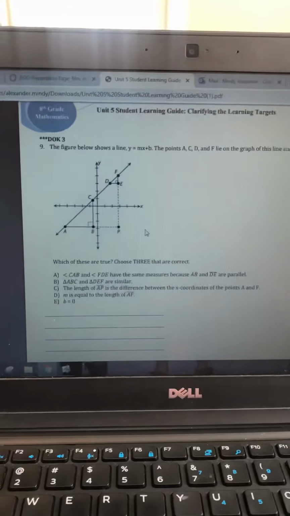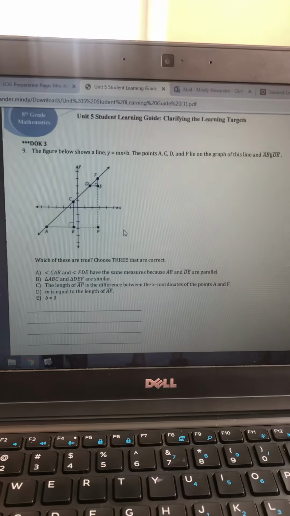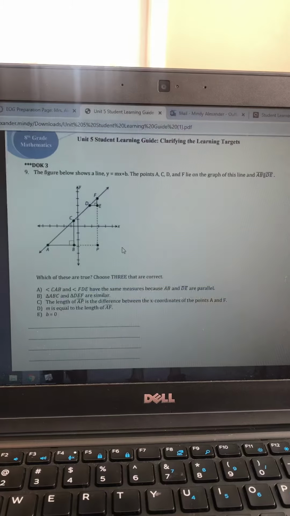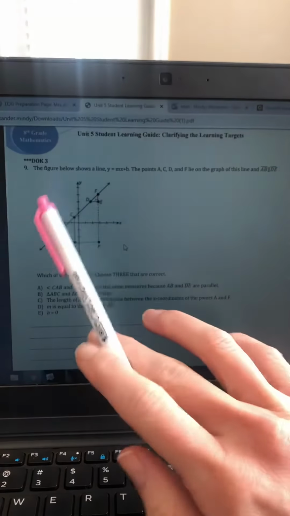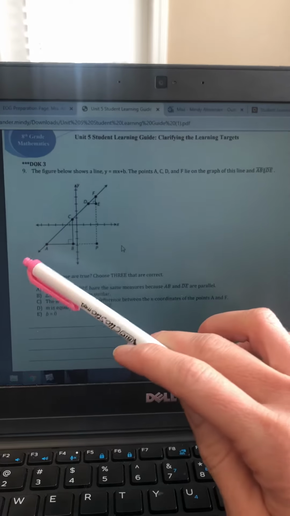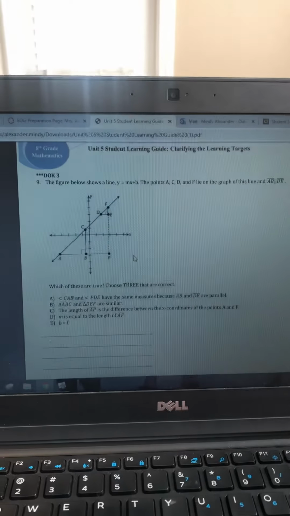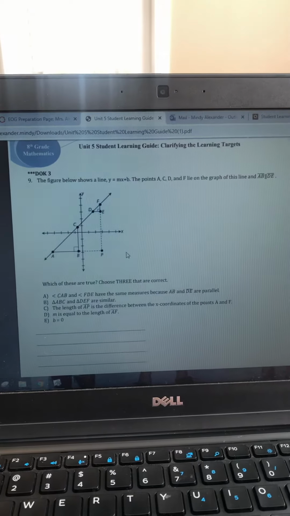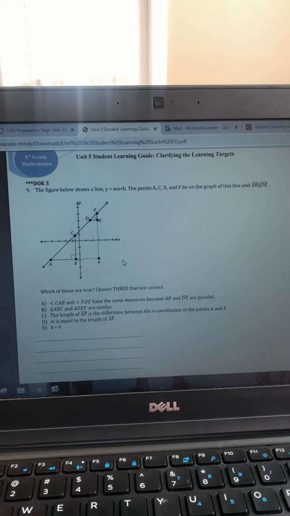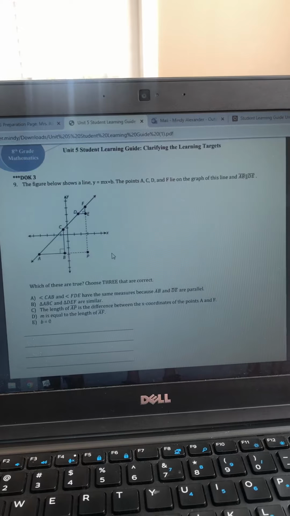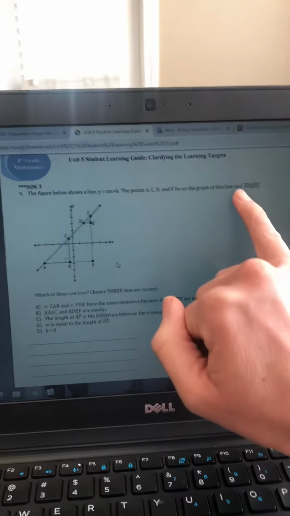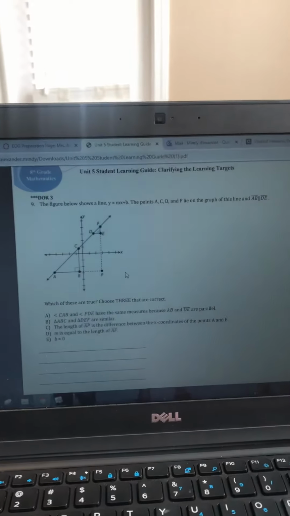All right, so this is number 9 from your Unit 5 learning guide. We had some people requesting some information on this one. The figure below shows a line, so this is our line right here, y equals mx plus b, and the points A, C, D, and F lie on the graph of this line, and we know that AB is parallel to DE. It says choose the ones that are true.